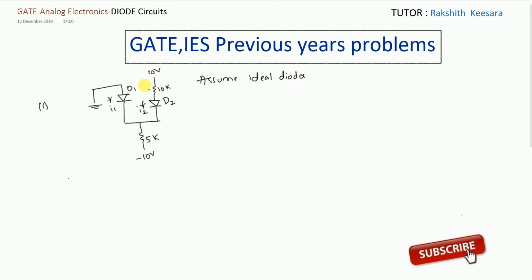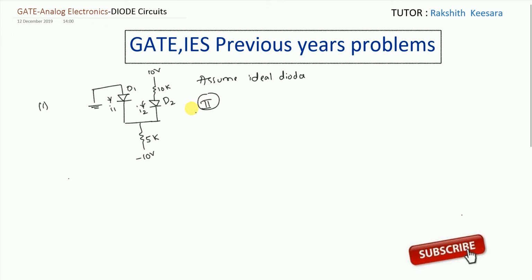This is the first question. In this question, he gave a circuit and he is asking us to find the I1 across diode D1 and I2 across diode D2. So friends, in this problem we have more than one diode. So which case should we apply? It comes under case 2.